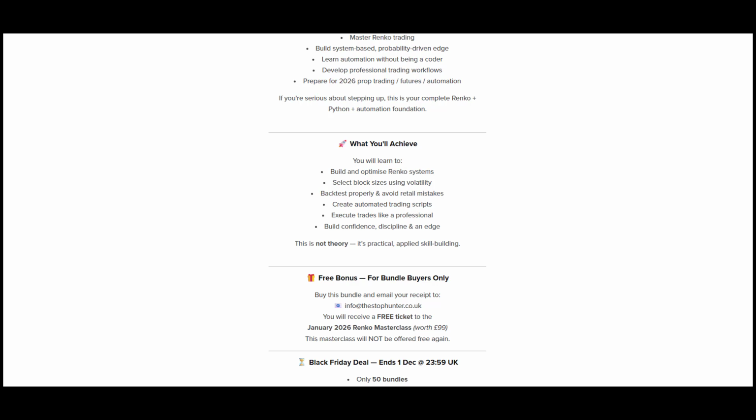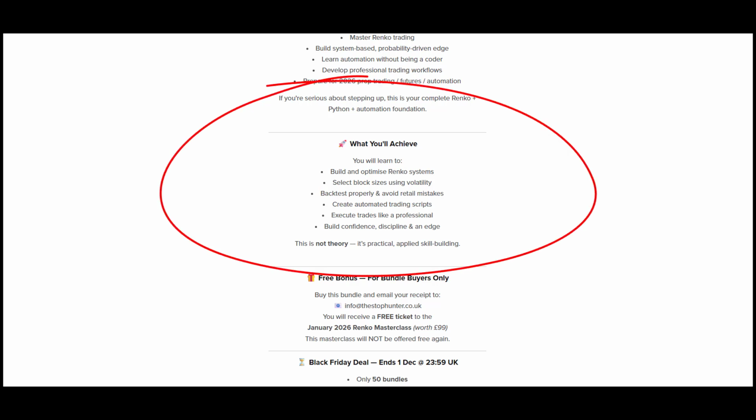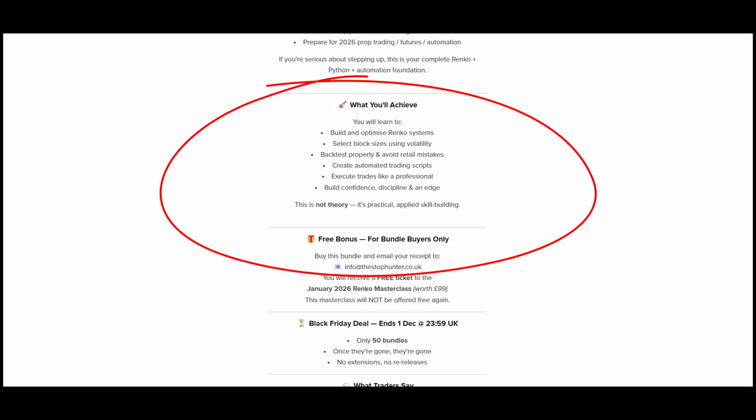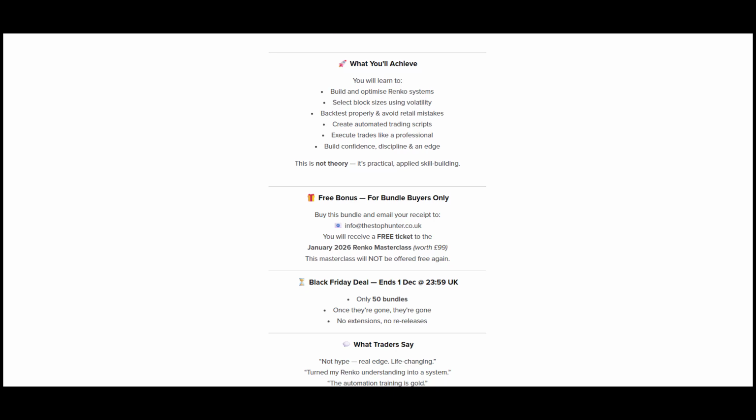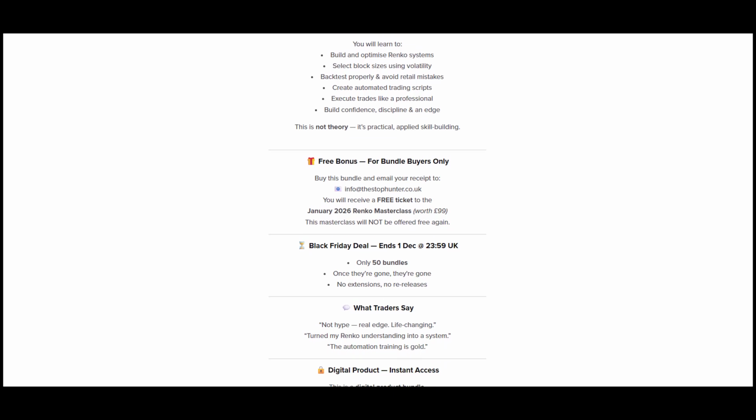And what will you achieve? Well, like I said, you're going to learn how to build and optimize Renko systems, select block sizes using volatility, backtest properly, avoid retail mistakes, create automated trading scripts, execute trades like a professional, build confidence, discipline, and edge. It's a very practical, skills-applied building process.